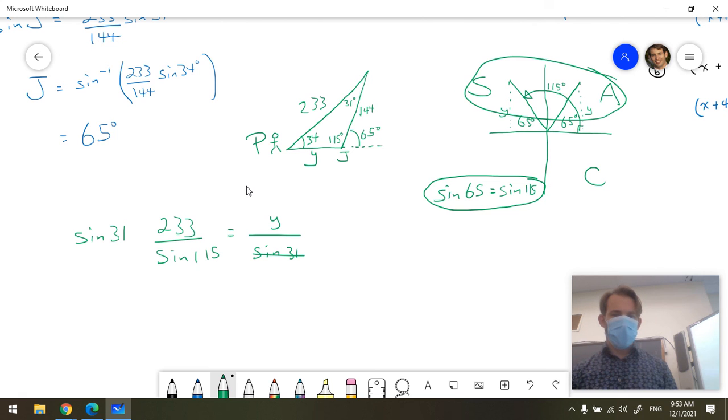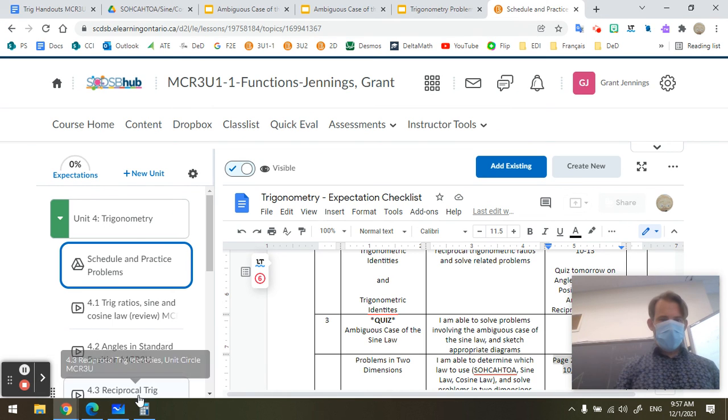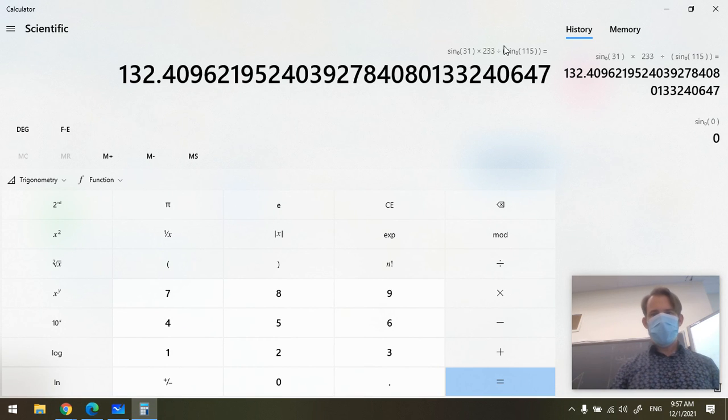And then we solve this, and that gives us y. I'm just going to actually do that one and then let you know, because there was a little bit of confusion about that number. So this is an example of the expression that you would write in your calculator. Sine 31 multiplied by 233 divided by the sine of 115. Okay? And that gives us the answer 132.4.